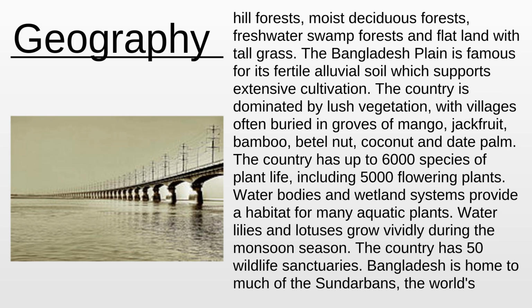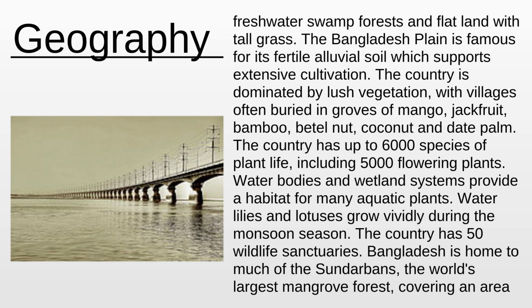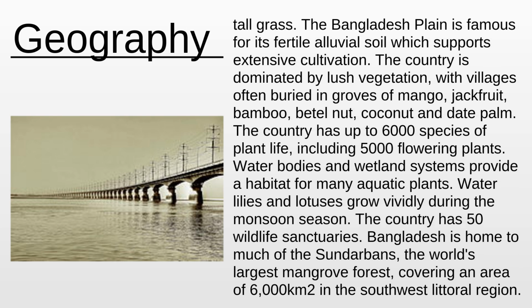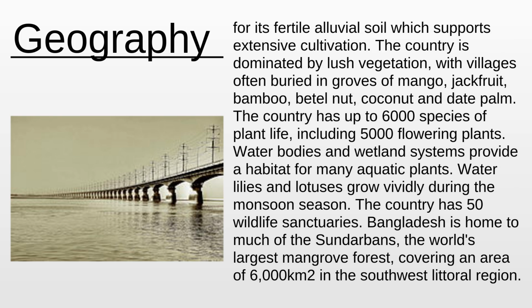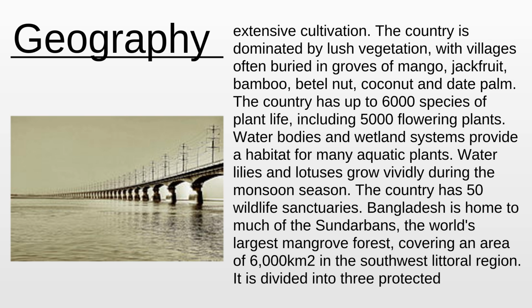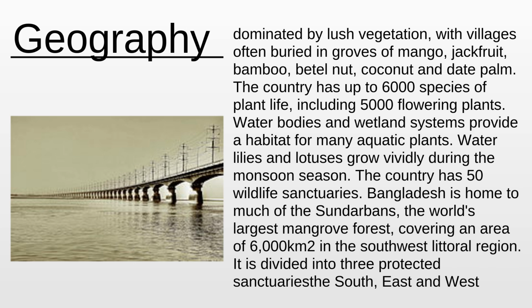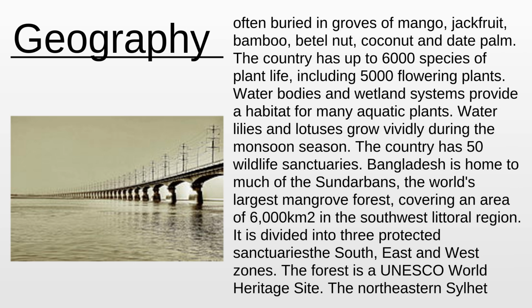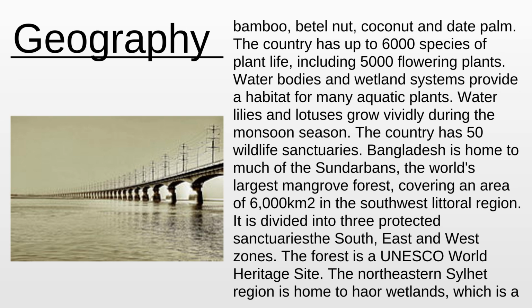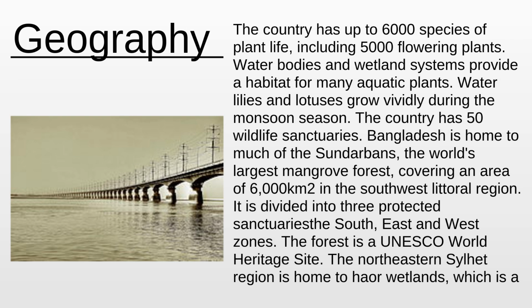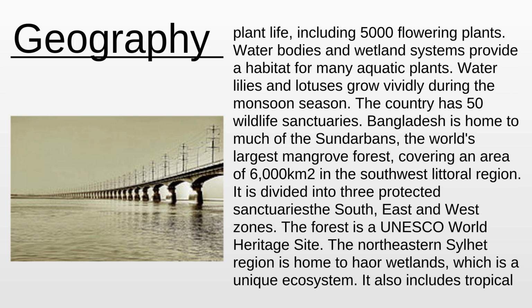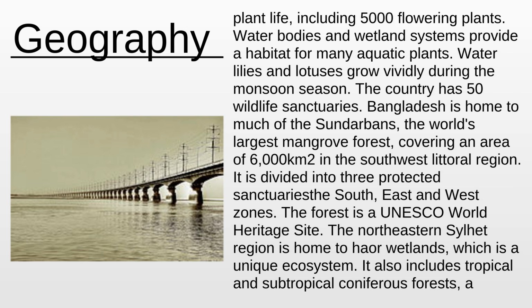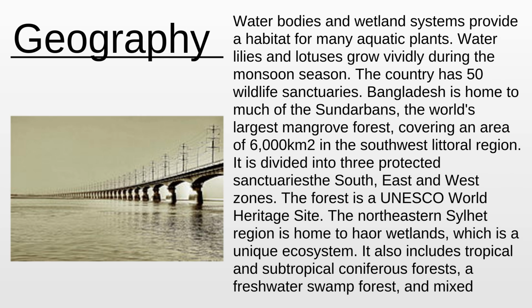The country is dominated by lush vegetation, with villages often buried in groves of mango, jackfruit, bamboo, betel nut, coconut and date palm. The country has up to 6,000 species of plant life, including 5,000 flowering plants. Water bodies and wetland systems provide a habitat for many aquatic plants. Water lilies and lotuses grow vividly during the monsoon season. The country has 50 wildlife sanctuaries.